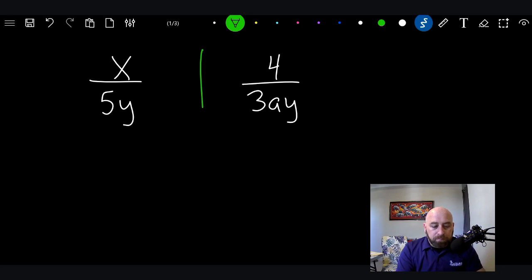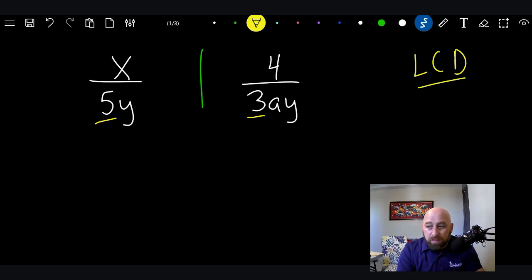Now, here's what we want to do. We want to find the LCD, the least common denominator. Okay, what is the LCD? Well, let's figure it out. What we do to find the LCD is we first start with the numbers. What is the least common denominator between those two numbers? Well, if there's nothing common, and there's not, then we would take 3 times 5, and that's 15.